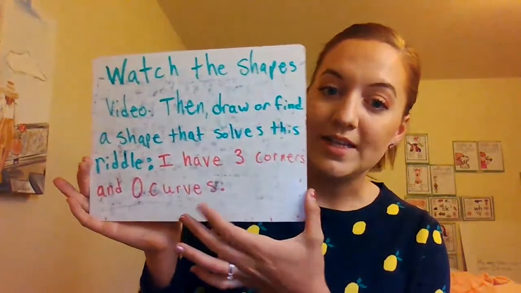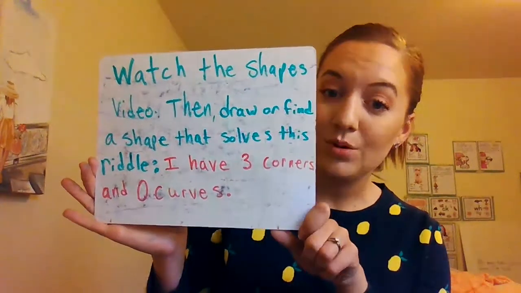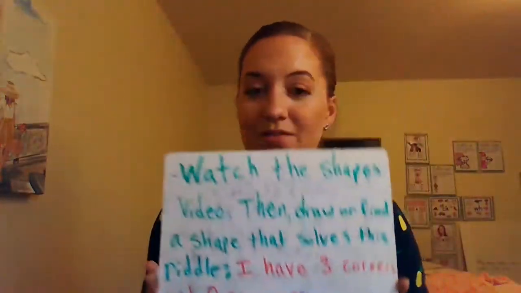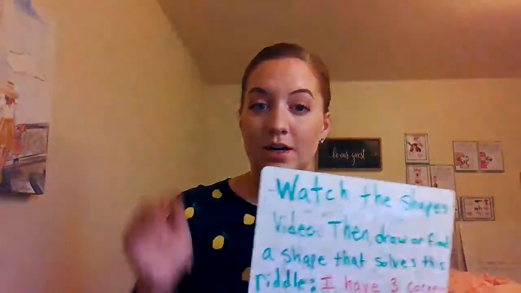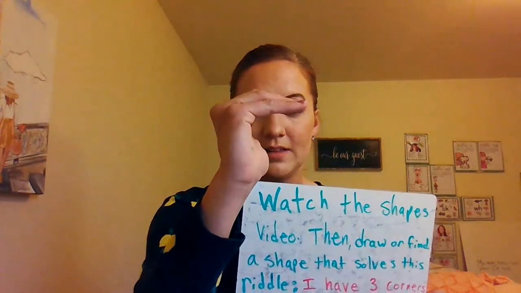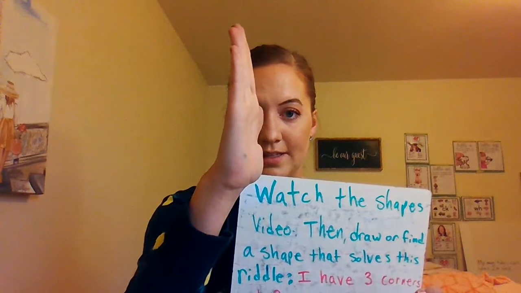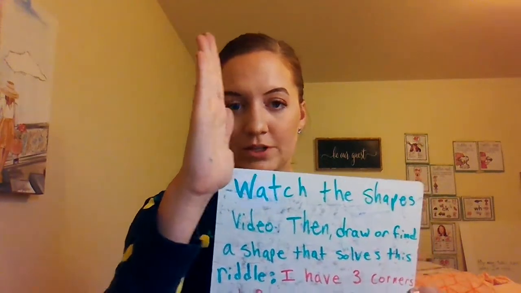So the riddle is, I have 3 corners and 0 curves. So you have to think, what shape has 3 corners and 0 curves? And you can watch the video, and maybe that'll help you think. Remember, a curve is like a C line. So if it doesn't have any C lines, that means all of the lines in this shape are straight.